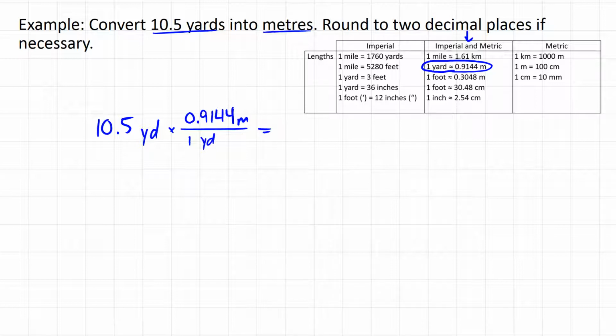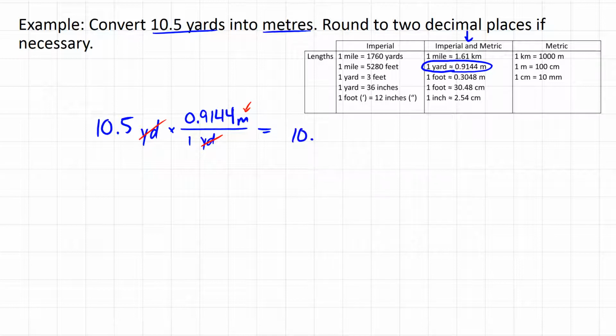So now we have our multiplication ready to go. My yards units are canceling and leaving me with just meters. So that's just a confirmation that I've put my 2 units in the right place of that fraction. And now what I have is 10.5 times 0.9144 over 1. So it's a little weird. We don't often see a decimal in the top of a fraction or in the bottom of a fraction. But for the sake of our math, it's following the same rules.